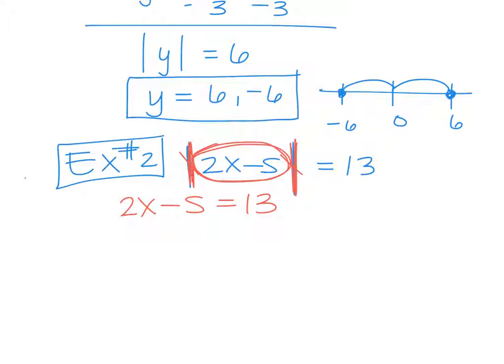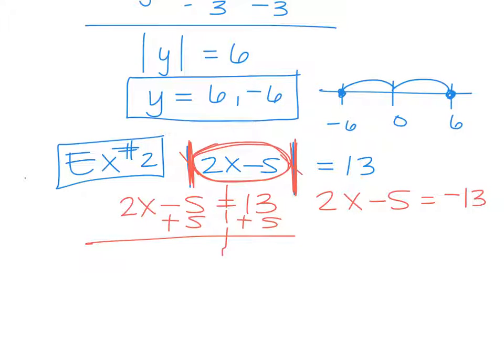So once you've isolated, you set it equal to the positive, and you set it equal to the negative of that number. So you would say 2x minus 5 equals negative 13 as well. Okay? You have to solve both of those. So when we solve, you're going to add 5. So I get 2x equals 18. Divide by 2. So x equals 9.